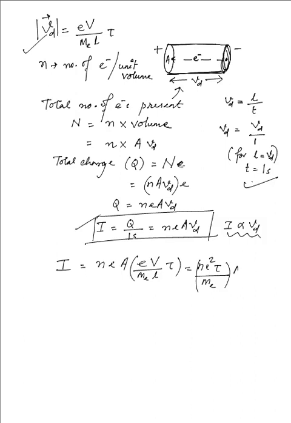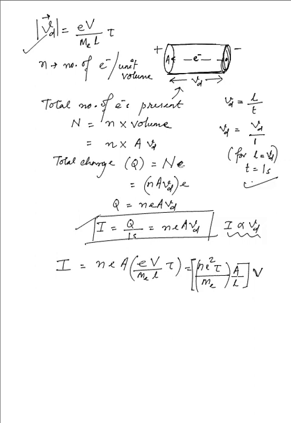I have A outside as well as L. I keep them in another bracket, the square bracket over here, and finally I have the V completely outside. V stands for the potential that is applied. So this is a relation between current and the potential applied across the given conducting wire.